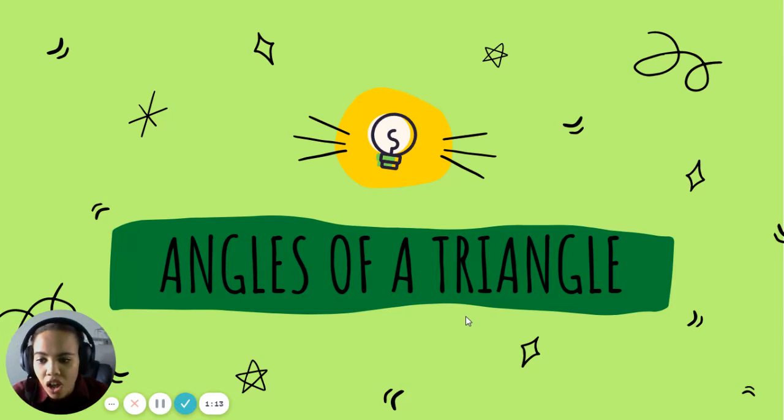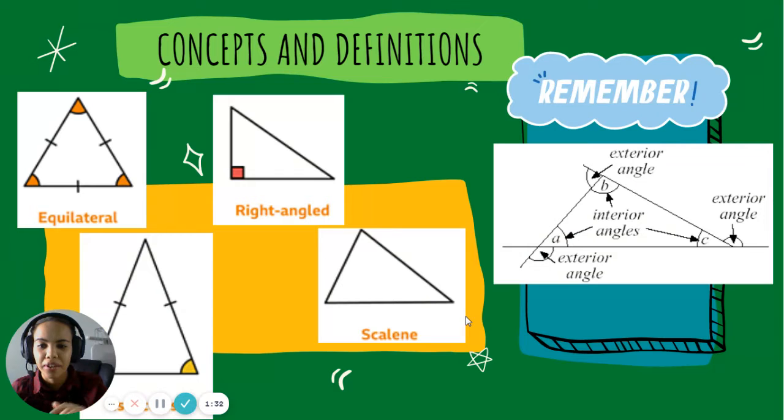Today, however, we're going to focus on angles of a triangle. You literally, bells should be ringing in your head. Angles of a triangle add up to 180 degrees. That's the first thing you should remember.